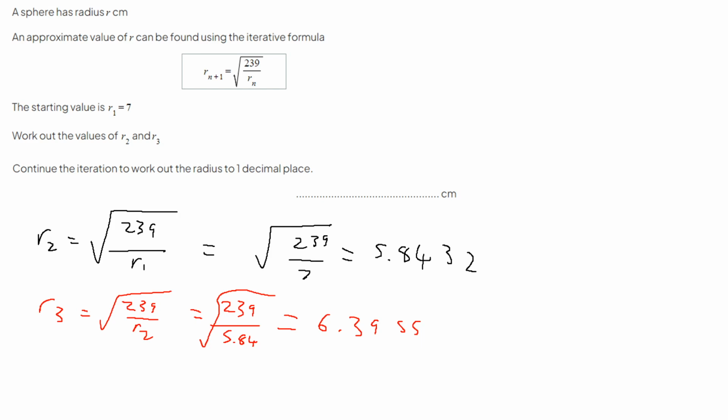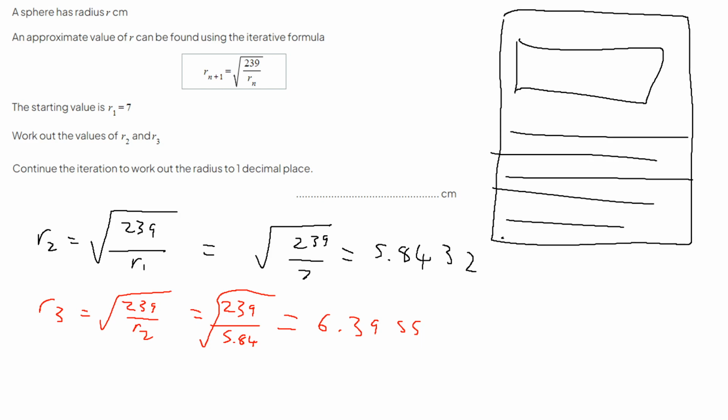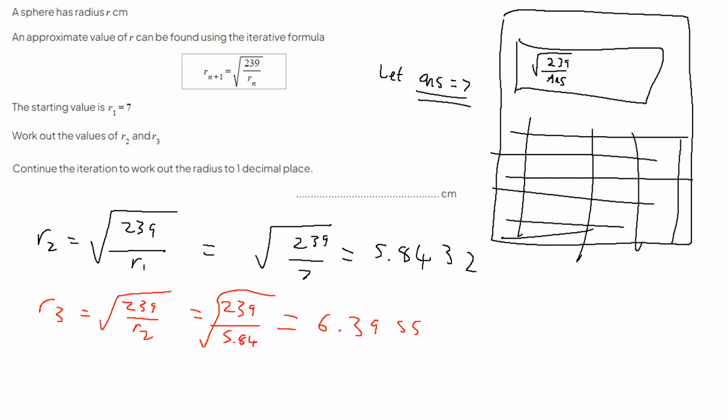On your calculator, which should look something like this. And here are your buttons, whatever. We're going to put the square root of 239 divided by Ans. And you let Ans equal 7, right, as your first value. And now what we're going to do is we're going to spam that equal sign.